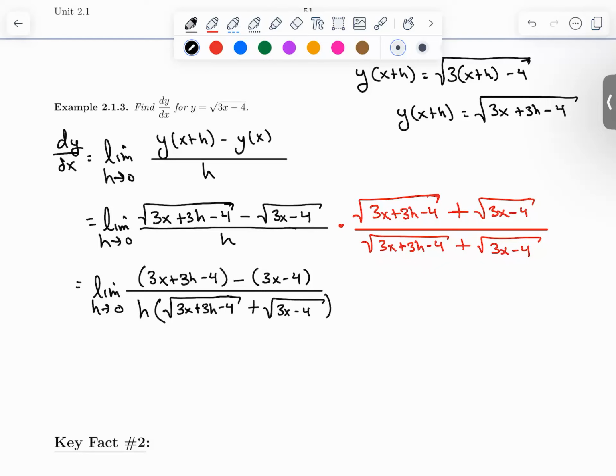And I'm not going to FOIL in the h. I mean, I could, but the problem is that that's the thing you want to cancel. We want to cancel that h. So we're not going to FOIL it in, because then we just have to factor it out again at the end.